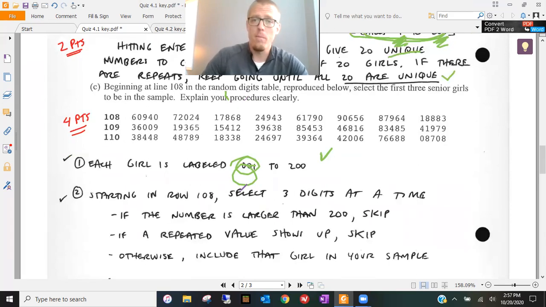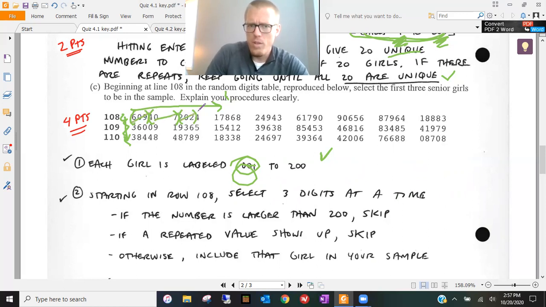Down here with a random number table, it's a little different. We're going to start with line 108, and typically we go across the line like this, not down. It's just left to right, just like you would read a sentence, okay? So don't go down, just go across. Again, make sure you're labeling ahead of time. Starting in row 108, select 3 digits at a time. So the first 3 digits I'm selecting are 609, the second 3 digits are 407, the third 3 digits are 202.